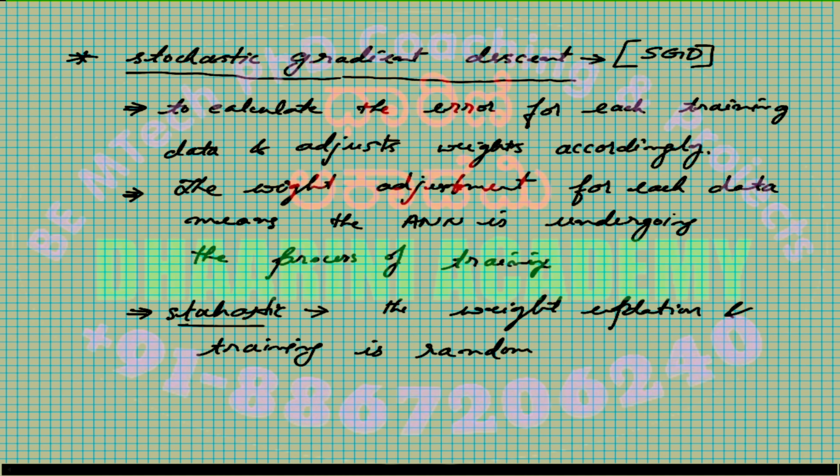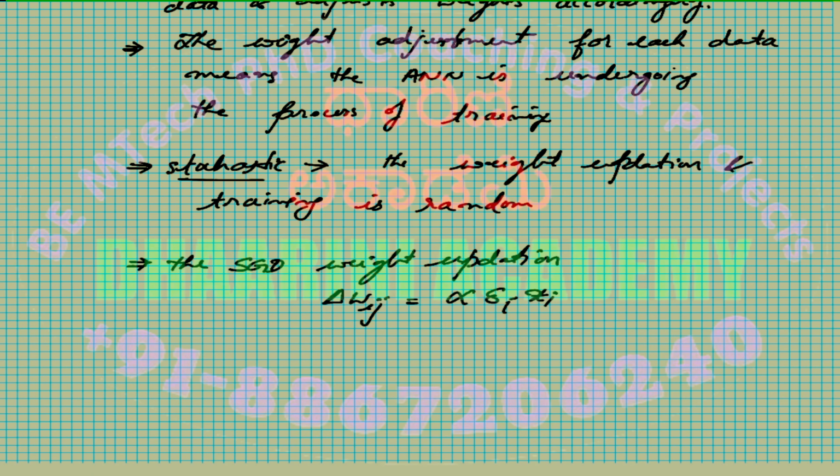Now if you recall the weight updation equation, SGD weight updation is as follows. So let's write another point over here. The stochastic gradient descent weight updation is given by the equation: the change in the weight Wij is equal to alpha, the learning rate, times delta i times xi, right? So we use this particular equation.